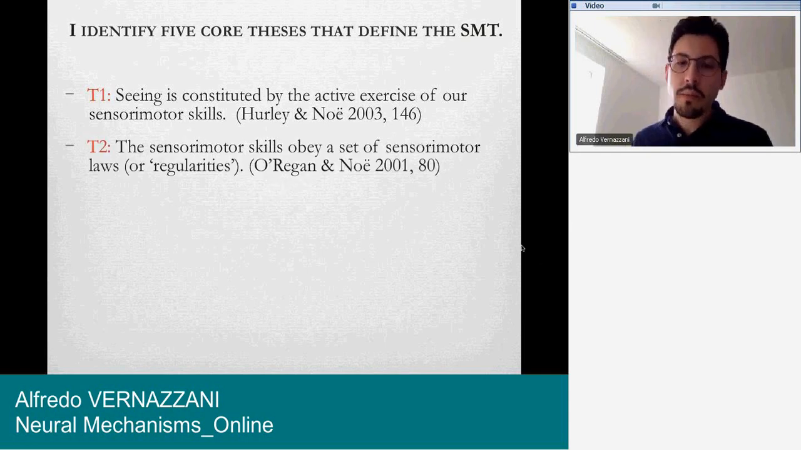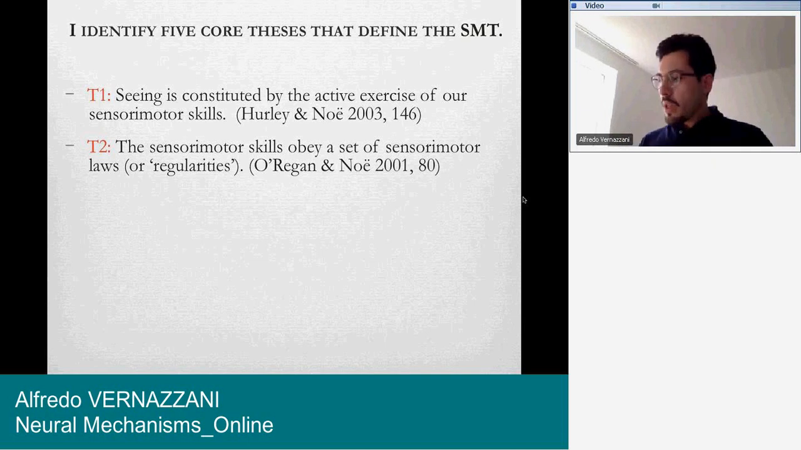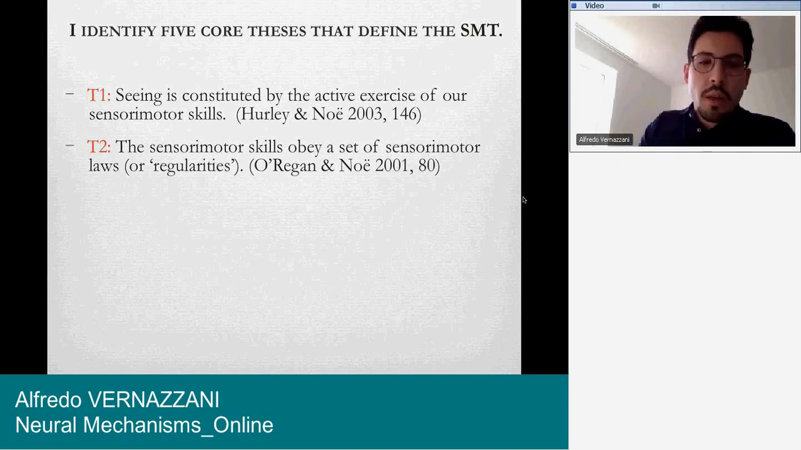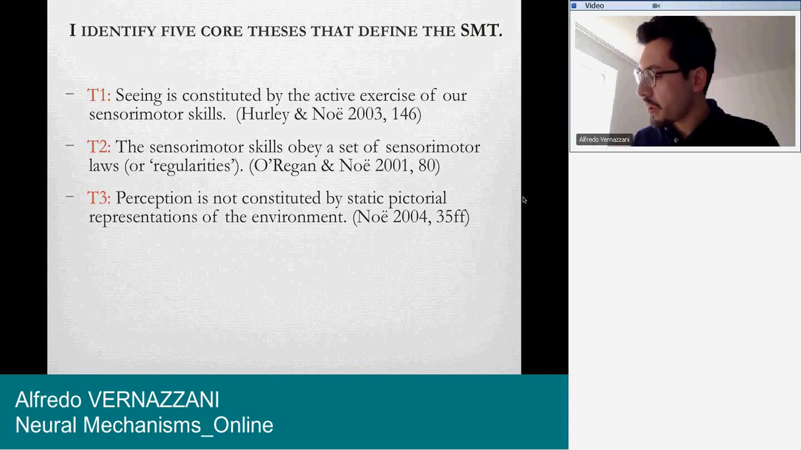Let's move to the second claim. The second claim is that sensorimotor skills obey a set of sensorimotor laws or regularities. This will be one of the central theses, the one that will feature center stage in the later parts of my talk. The idea is that these sensorimotor changes are not random. They in some sense obey a kind of regularities, or what they call laws. The next thesis is that perception is not constituted by static pictorial representations of the environment. I'm going to elaborate a little bit more on that in a couple of minutes.